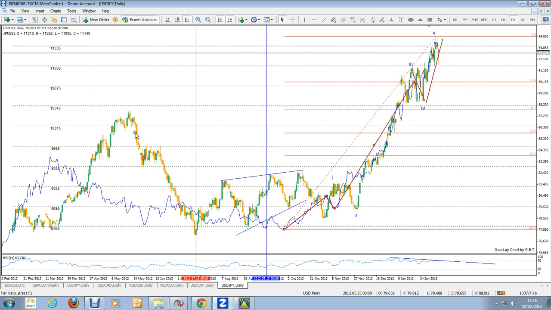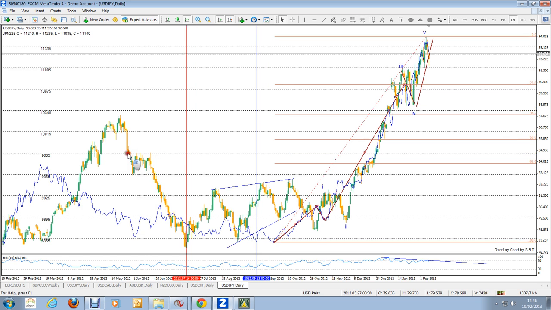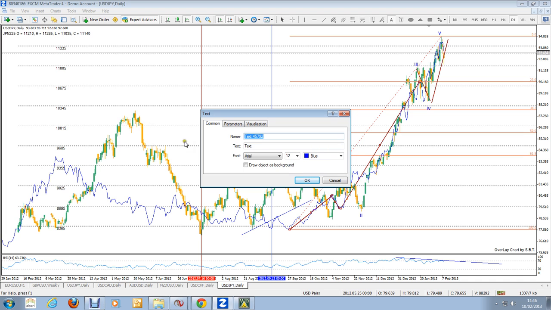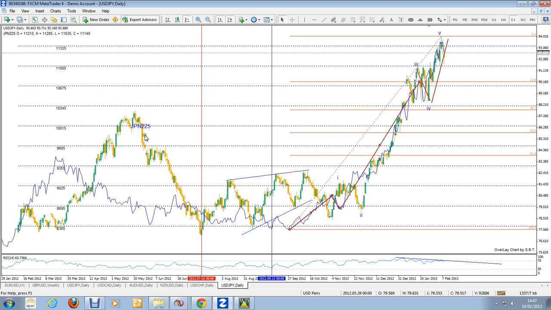Scratch that. This one here. Okay, so this green and yellow is the Nikkei index, JPN225, and the blue is the US dollar yen, right?